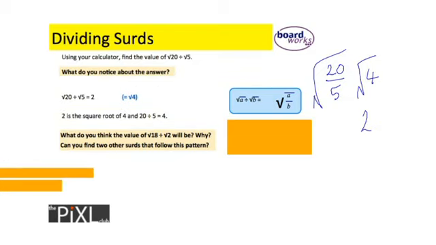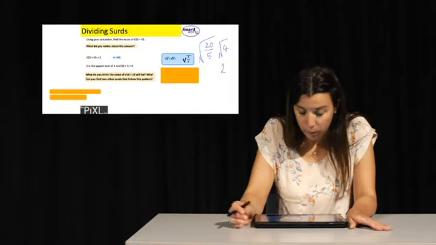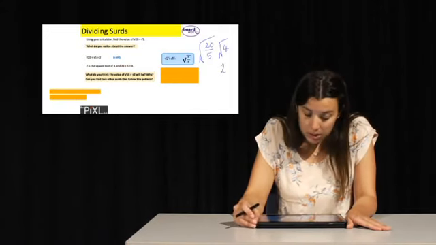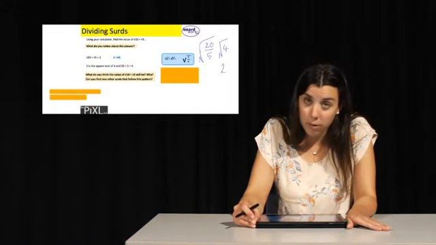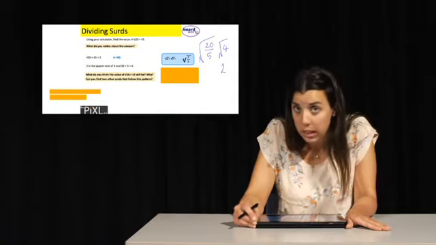So my next question is, what do you think the value of the square root of 18 divided by the square root of 2 will be, and why? Once you've had a think about that, I want you to see if you can find two other surds that follow this pattern. 2 minutes, off you go.